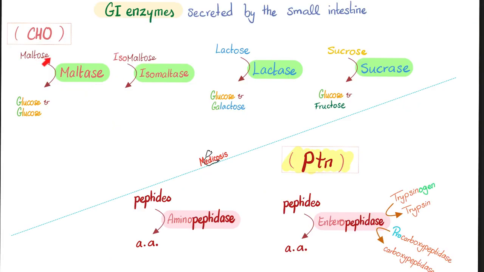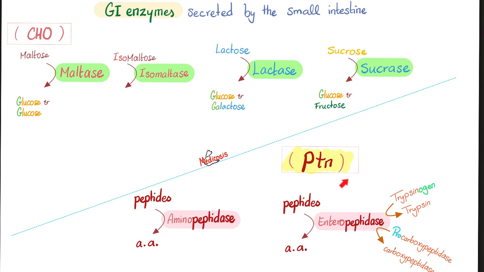Maltase will digest maltose into 2 molecules of glucose. How about isomaltase? It will digest isomaltose. Easy peasy. How about lactase? It will digest lactose into glucose and galactose. Oh, I get it now. How about sucrase? To digest sucrose into glucose and fructose. Lactose is found in milk. Sucrose is sugar cane. All of this was carbohydrate digestion.